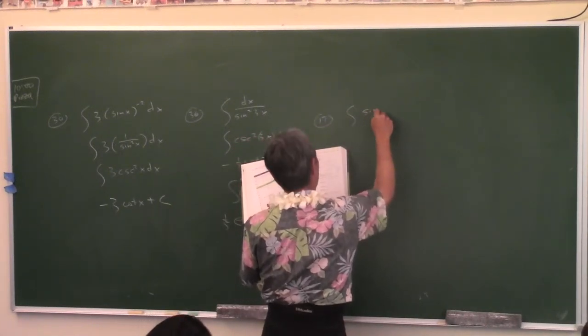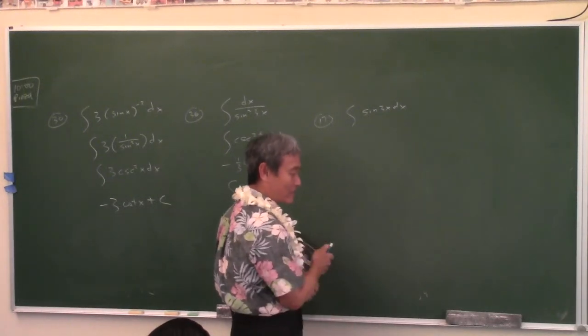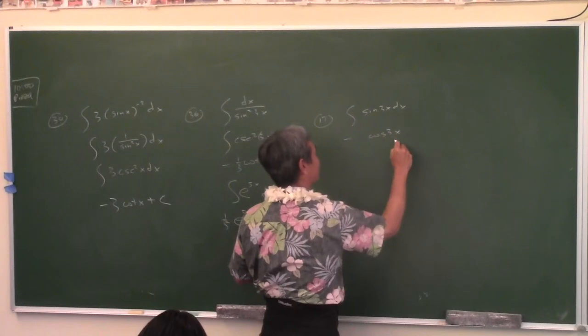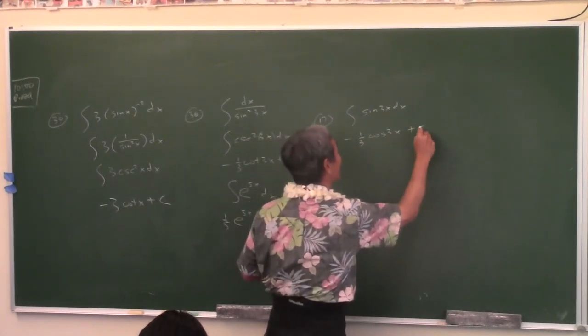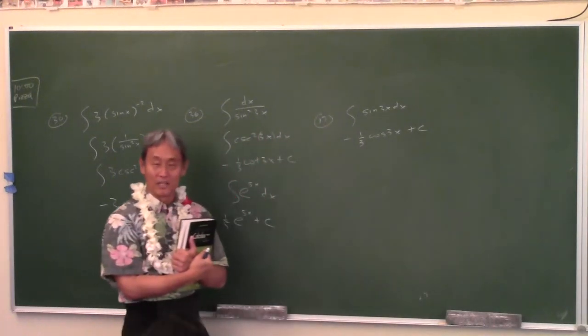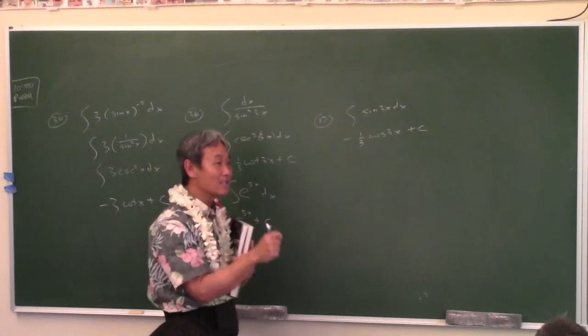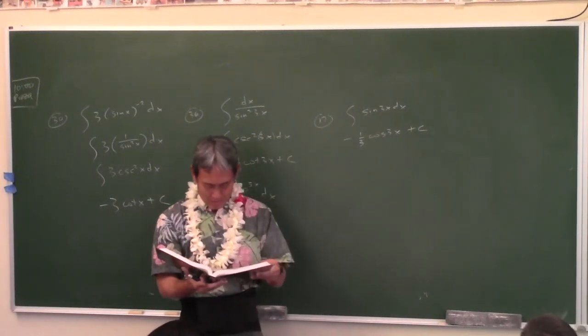Number 17: the integral of sine 3x dx. What's the antiderivative of sine? Negative cosine. But since the derivative of the box is 3, we put a 1/3 and then put plus c. We don't need to make any U-substitution, because the derivative of the box is a constant. We know how to adjust for that.